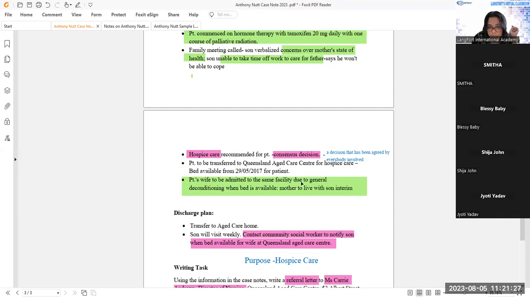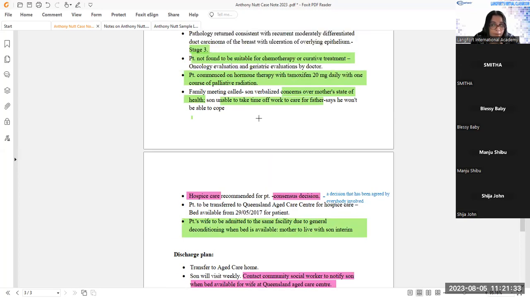Read this. Not unable to take care of her husband. Manju, take a second. That was about the son. Read this here. Family meeting called. Son verbalized concerns over mother's state of health. Son unable to take care of father, not wife.